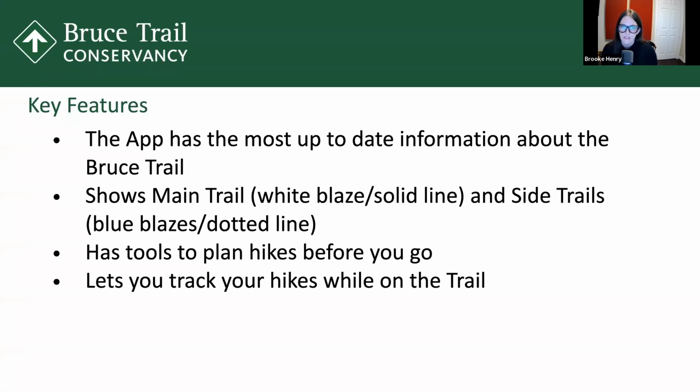It shows the entire main trail from Niagara to Tobermory, and that's the White Blaze Trail. And you'll see that on the app as a solid line. And also it shows all of our side trails. So we have over 400 kilometers of side trails, and you can see all of those on the app as well. And those are on the trail, they're blazed in blue, but on the app, you'll see them as a dotted line.